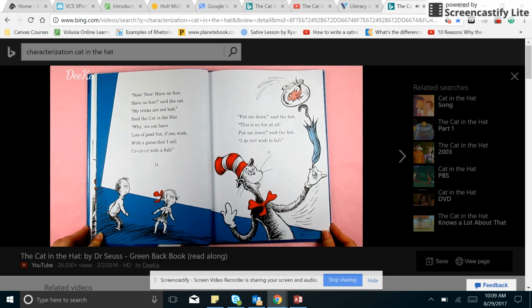Now, have no fear, said the cat. My tricks are not bad, said the Cat in the Hat. Why, we can have Lots of good fun if you wish, with a game that I call Up, Up, Up with a Fish. Put me down, said the fish. This is no fun at all. Put me down, said the fish. I do not wish to fall.